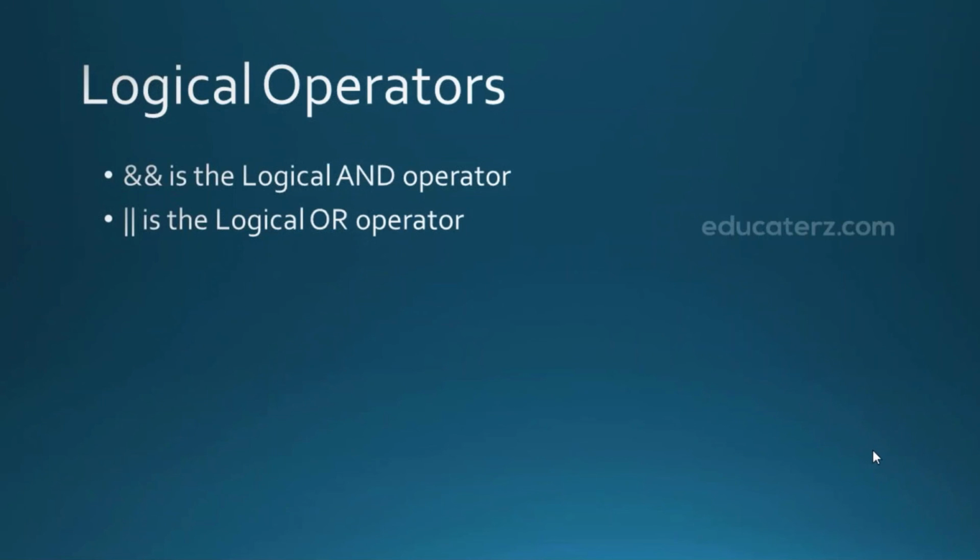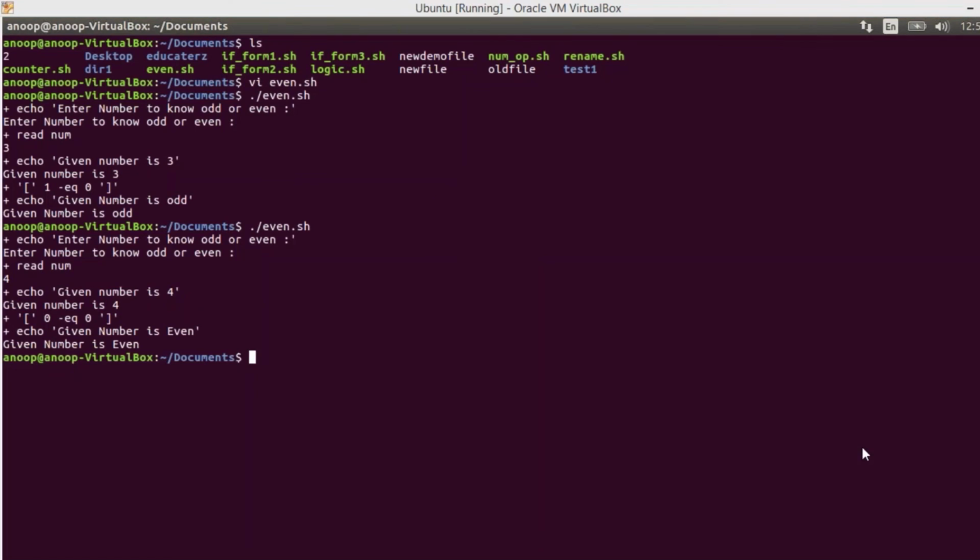So logical operators are also available in Unix shell scripting. The double ampersand would indicate the logical AND, and the double pipelines, double vertical bars, we can say indicate the logical OR operators. We now log on to the terminal and check how to work with these operators. So we are on the terminal, just clearing the output.